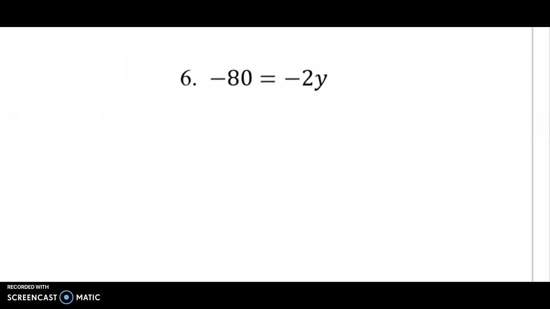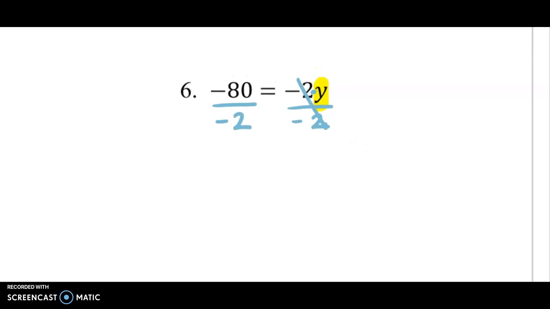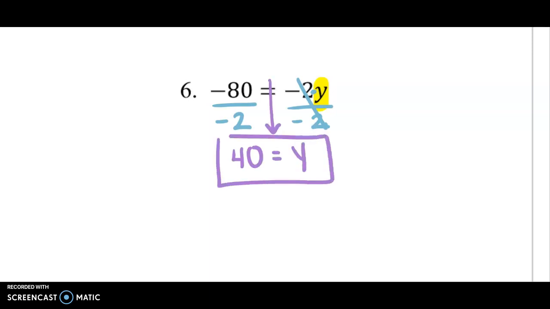Last one we're going to do together. Again, we have y that we want to get alone. The -2 is multiplying it. So to undo multiplication, we're going to use division. So I'm actually going to divide both sides by -2. The -2s will cancel. -8 divided by -2 is positive 40. Bring down the equal sign. That is equal to y. So that would be our answer.